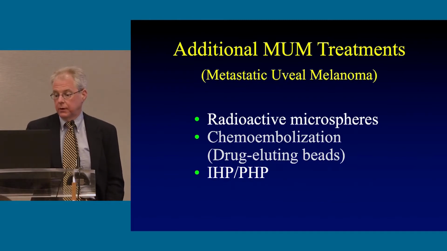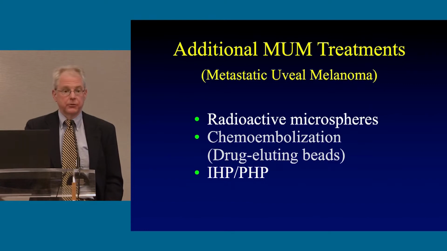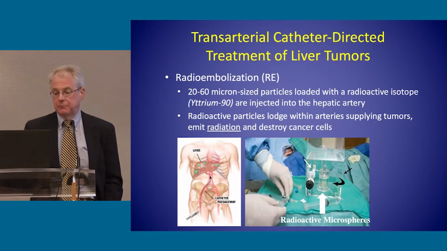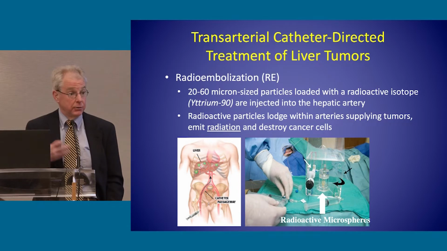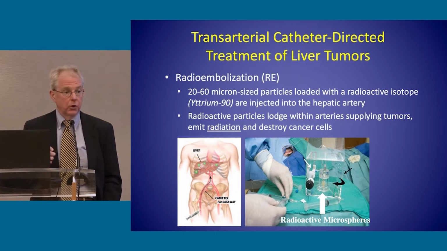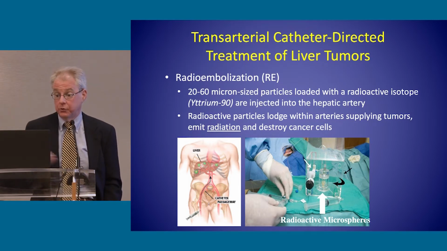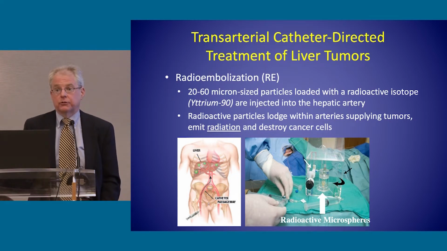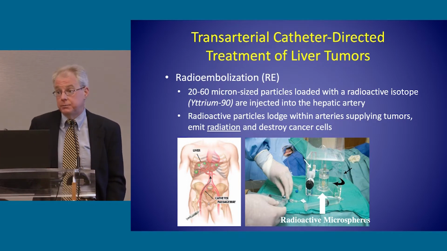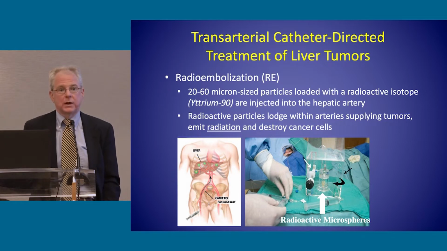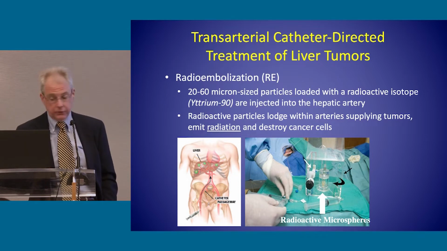First, we'll move on to radioactive microspheres. These are tiny radioactive beads coated in yttrium-90, which is a radioactive substance. So the goal is to inject these tiny particles through the artery into the liver, have them lodge in the liver tumors, and emit their radiation and destroy the cancer cells. Just a typical treatment of the right lobe of the liver would be administration of 10 to 20 million of these tiny particles, just to give a sense of how really small these things are.